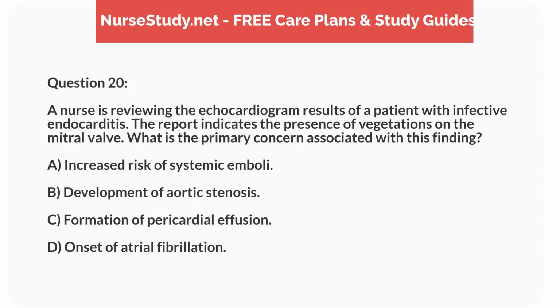A nurse is reviewing the echocardiogram results of a patient with infective endocarditis. The report indicates the presence of vegetations on the mitral valve. What is the primary concern associated with this finding? A. Increased risk of systemic emboli. B. Development of aortic stenosis. C. Formation of pericardial effusion. D. Onset of atrial fibrillation.